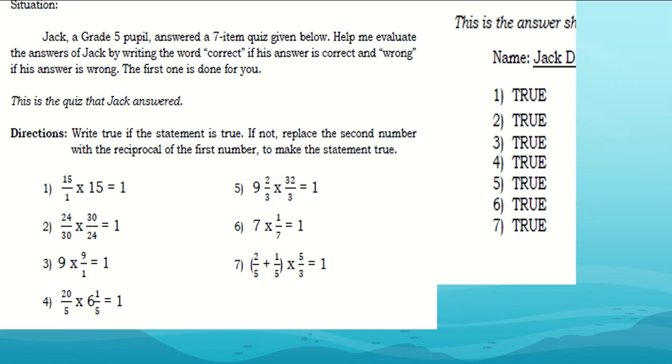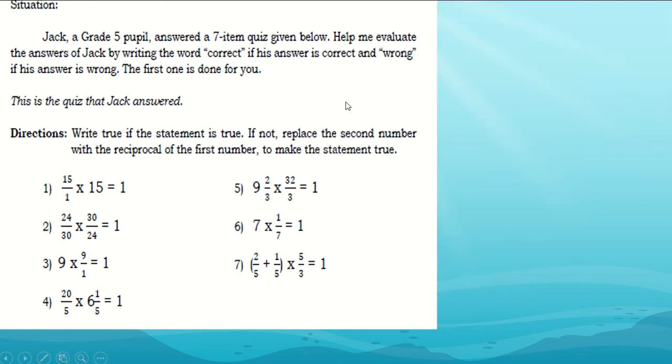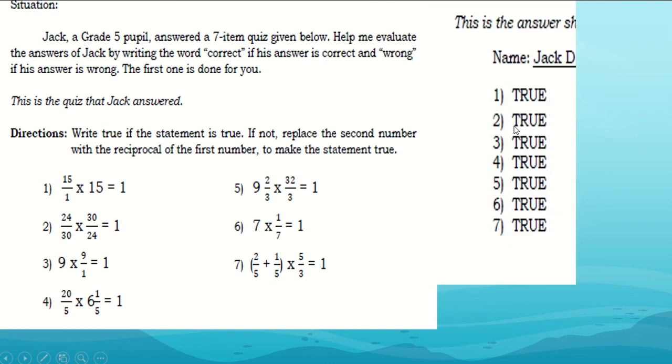With activity 3, so here's the situation. Jack, a grade 5 pupil, answered a 7-item quiz given below. Help me evaluate the answers of Jack by writing the word correct if his answer is correct and wrong if his answer is wrong. So, this is the quiz that Jack answered. Ito yung direction. Ito yung sagot ni Jack. Sagot niya, puro true. Number 1, wrong.